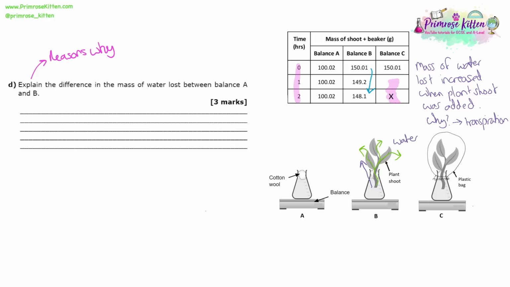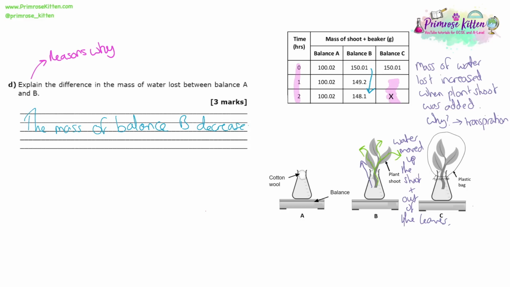And so we are losing water through the leaves of the shoot. It can't do that now. There is no plant in order to facilitate this movement of water. Okay, so the mass on balance B decreased or was less than balance A, or balance A didn't change but balance B decreased.